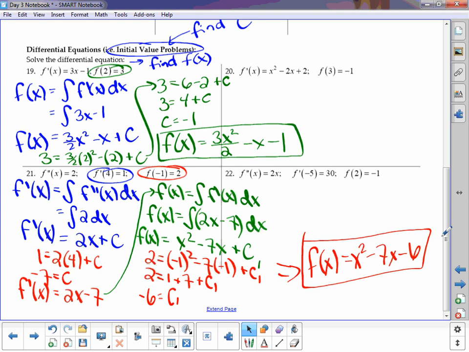How'd you get x squared minus 9x plus 7? Great question. So if I take this piece, 2x squared divided by 2, 2 3's.